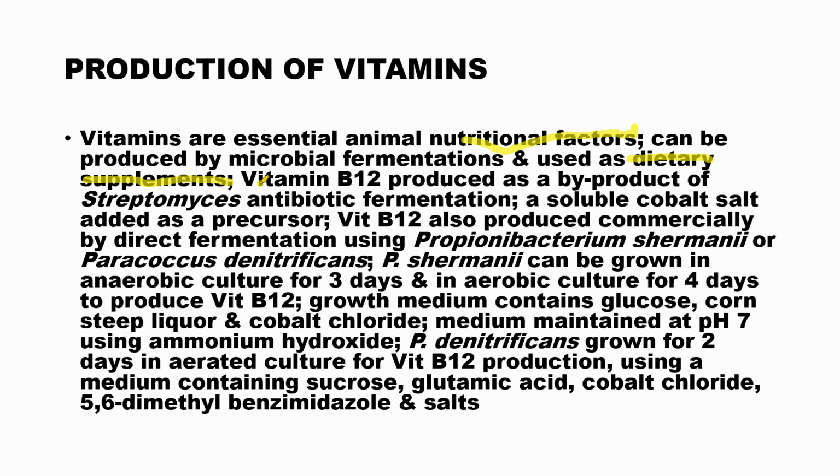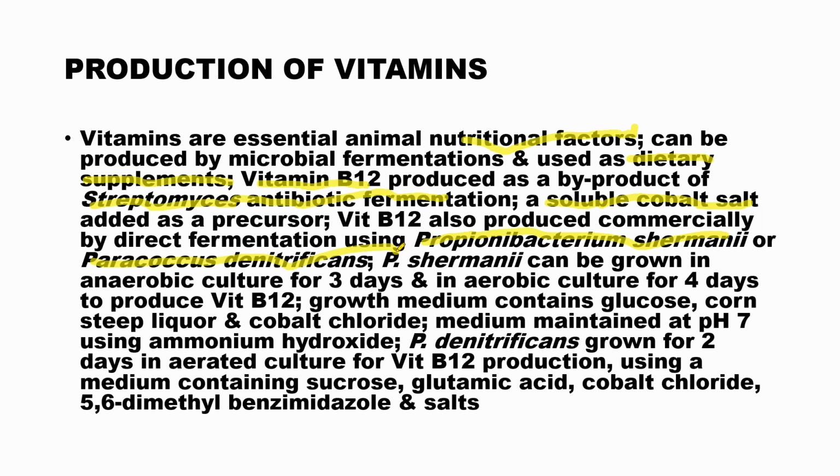For example, vitamin B12 is produced as a byproduct of Streptomyces antibiotic fermentation. For that we are adding a soluble cobalt salt as precursor. Precursor is the starting material for the production of vitamin B12 during Streptomyces antibiotic fermentation. We are adding cobalt salt as a starting component, that is the precursor. Vitamin B12 is also produced commercially by direct fermentation using Propionibacterium shermanii or Paracoccus denitrificans.